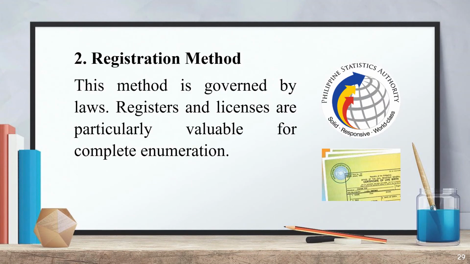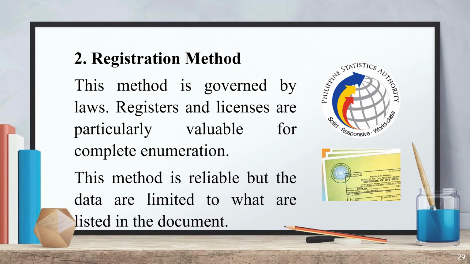Number 2 is registration method. This method is governed by laws. Registers and licenses are particularly valuable for complete enumeration. This method is reliable, but the data are limited to what are listed in the document. Example, the number of births is registered in the Philippine Statistics Authority. The information given by the PSA is reliable, but those people who are not yet registered are not counted.